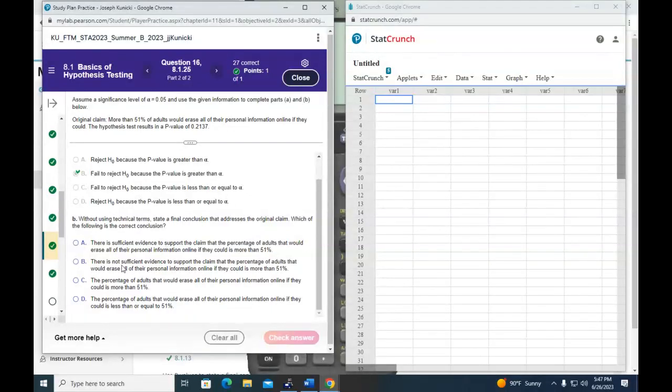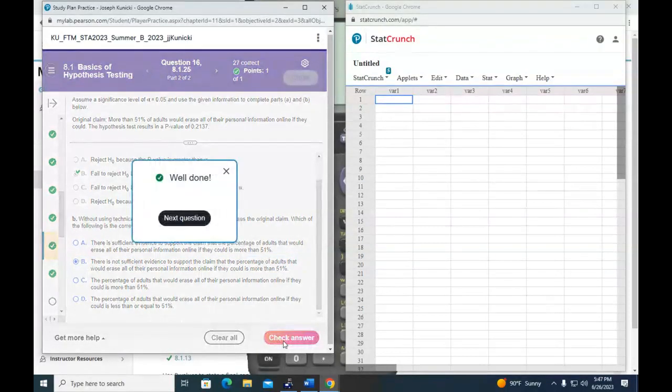So it's B. There's not sufficient evidence to support the claim. So if you get lost, because there's a lot of these words, you go, oh yeah, this is your roadmap right here. I mean, I speak English, and I get lost.